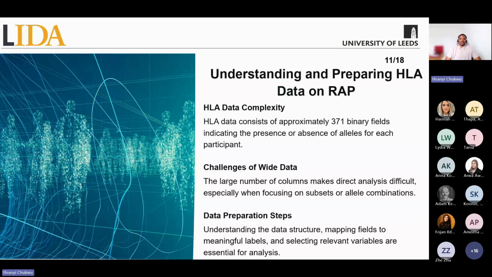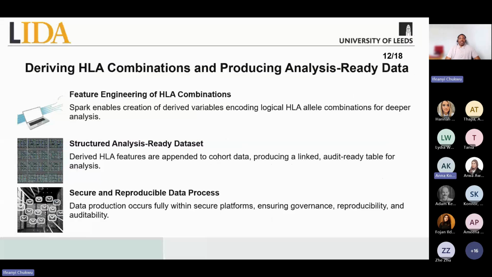And also because it's wide array data, we need to make effective combinations of the genetic or allele combinations and prepare the data to validate the cohort that we created for the next step in the studies that followed. So to derive HLA combinations and produce analysis-ready data, that's the key objective of what we try to do. We did a lot of feature engineering of the HLA combinations.